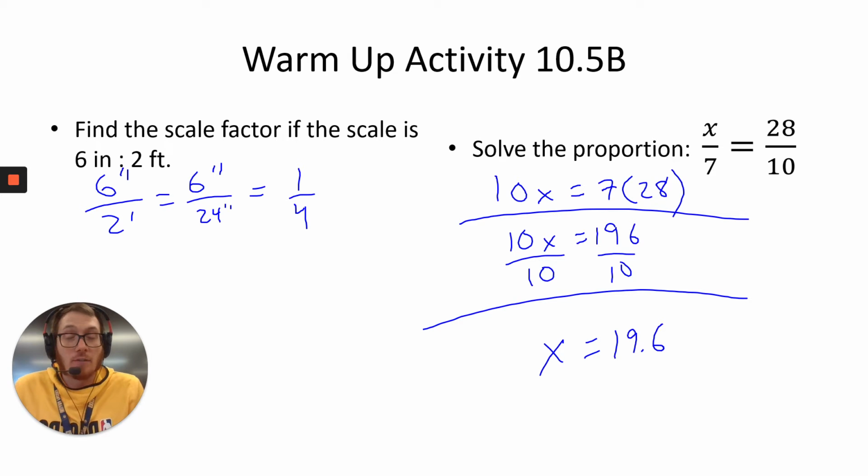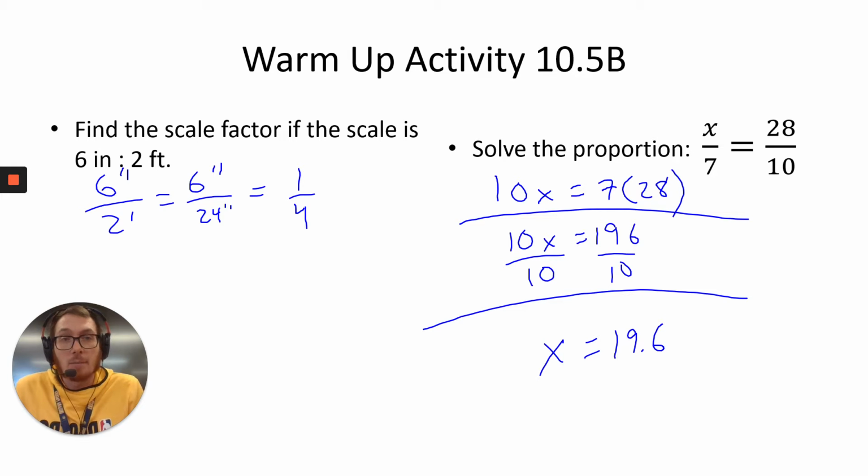First one is find the scale factor. Remember, scale factor has to have the same units. So if I change the 2 feet into 24 inches, what I have is 6 inches over 24 inches, which becomes a simplified version of 1/4. What that means then is that the scale model is 1/4 the size of real life. The whole point of the scale factor is to get something where the units are the same, so you can think about how much times smaller or larger the object is compared to it in real life.